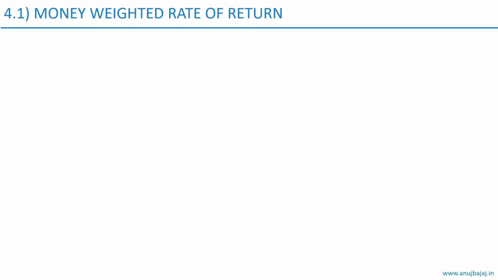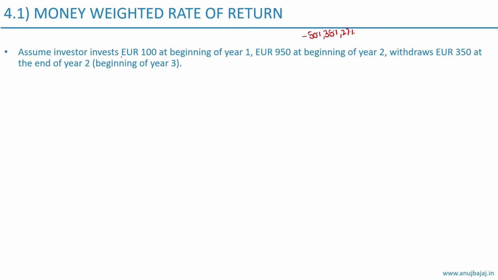Continuing with the previous example, where in the first year we earned a negative 50% return, then 35%, and then 27%. Now assume that the investor invests 100 euros at the beginning of year 1, 950 euros at the beginning of year 2, and he withdraws 350 euros at the end of year 2. Beginning of year 1 is the same as time 0, beginning of year 2 is the same as end of year 1, and end of year 2 is the same as beginning of year 3.